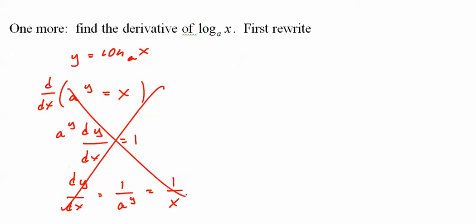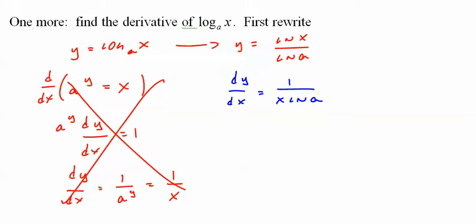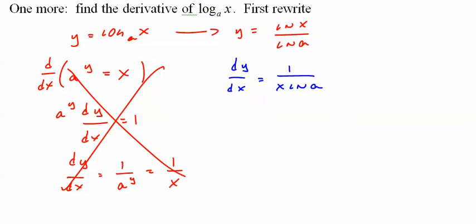I'm going to rewrite this as y equals natural log of x over natural log of a, which hopefully you've seen before. And then I'll come down here and take a standard derivative. 1 over x natural log of a. Got to remember the chain rule, but it doesn't pop up. So where did I screw up on this one?